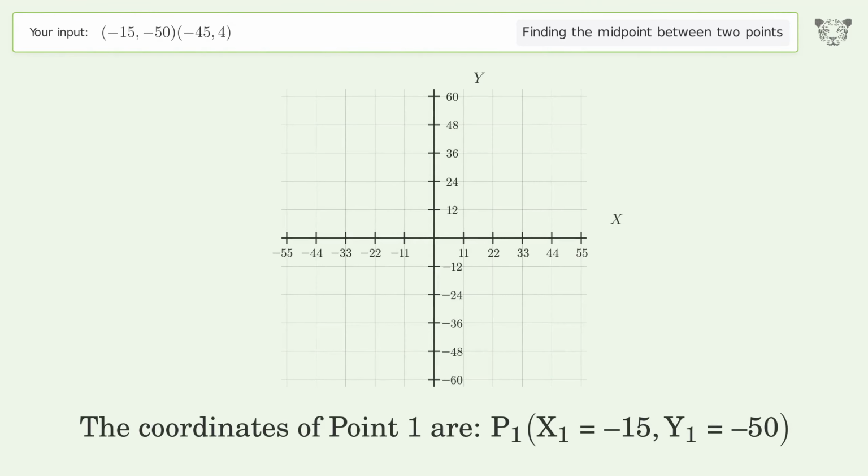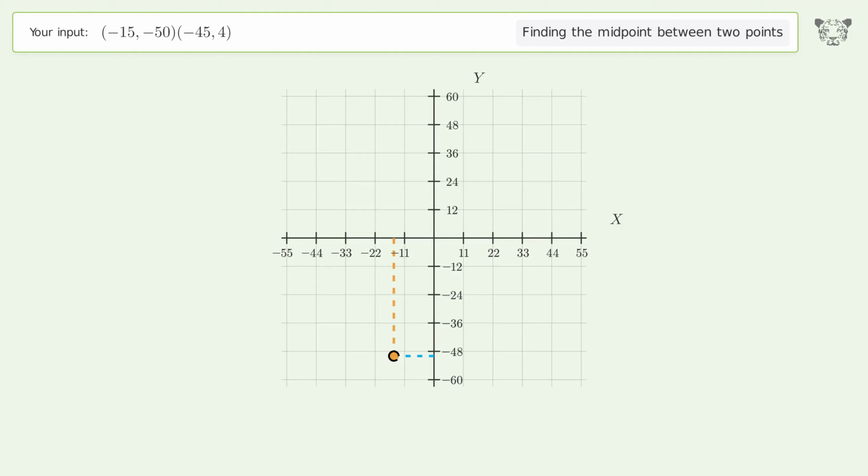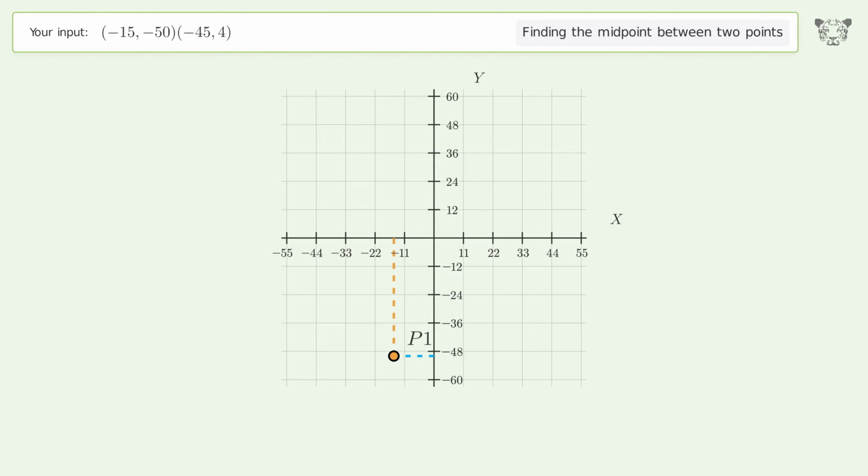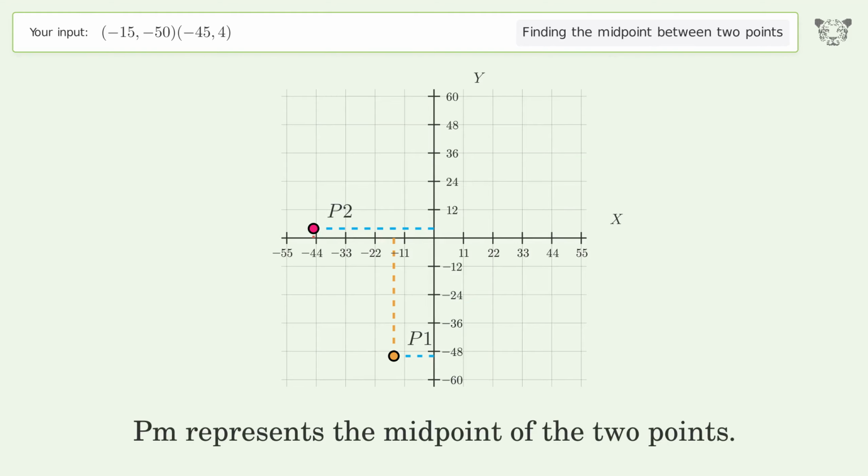The coordinates of point 1 are x1 equals -15, y1 equals -50. The coordinates of point 2 are x2 equals -45, y2 equals 4. PM represents the midpoint of the 2 points.